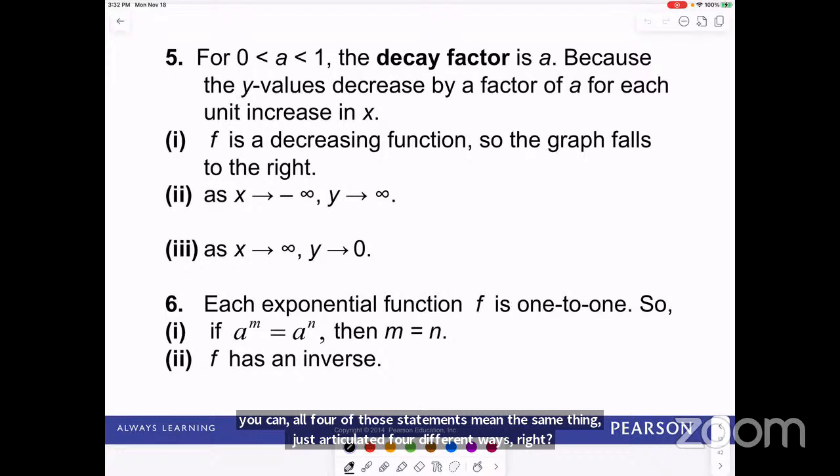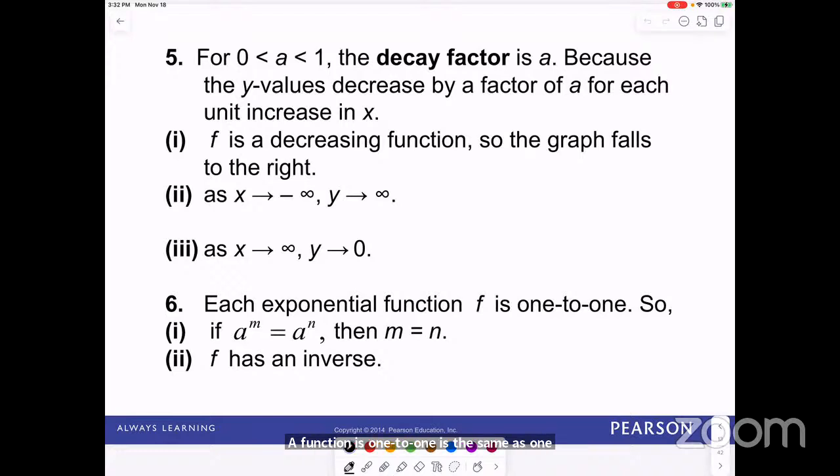A function is 1 to 1 is the same as every y corresponds to exactly 1 x, which is the same as the graph passes the horizontal line test, which is the same as the function has an inverse. Again, all four of those statements can be used interchangeably. And then algebraically, to show that a function is 1 to 1, we use something called the uniqueness proof.